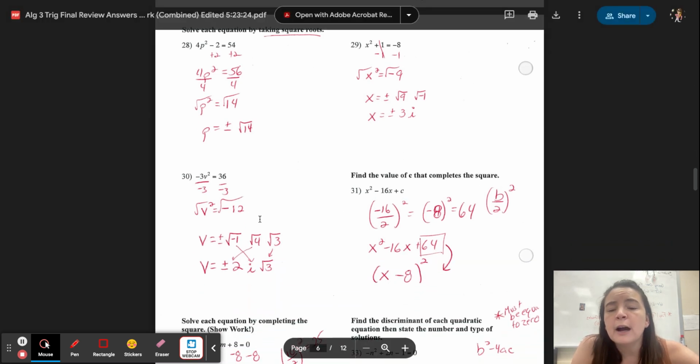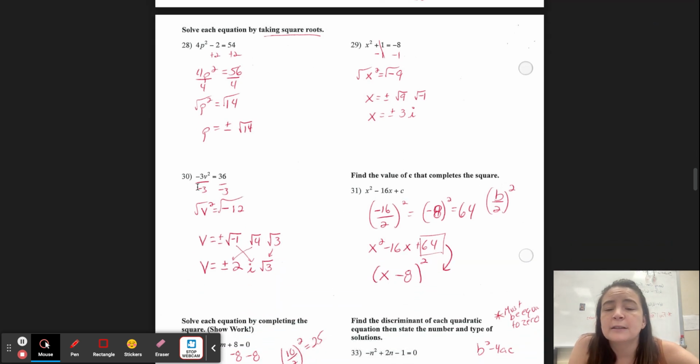For number 30, you kind of see a combo of everything. I'm going to divide by -3. I'm going to take the square root. Don't forget your plus and minus. This is a negative, so I remove the negative. That becomes i. But 12, we kind of did already above. You know it breaks up into 4 and 3, so I could take the square root of 4, which is 2, but the 3 stays inside. So I showed you one where you have everything going on.